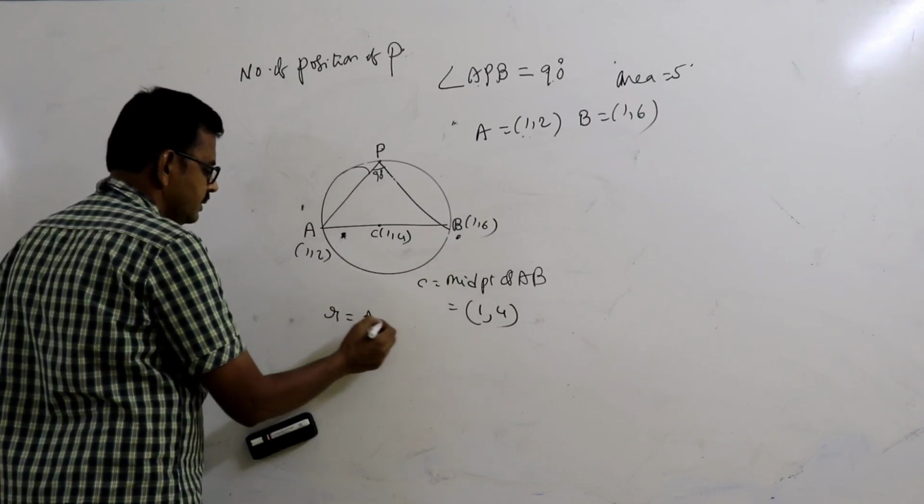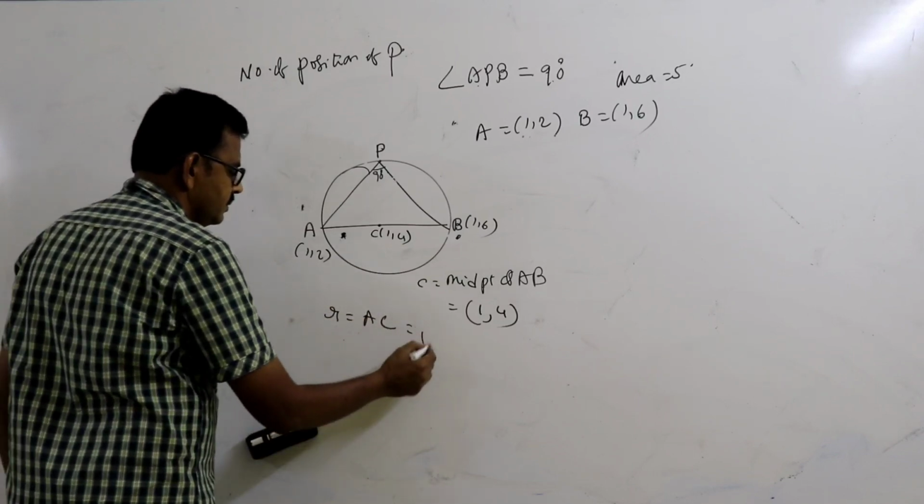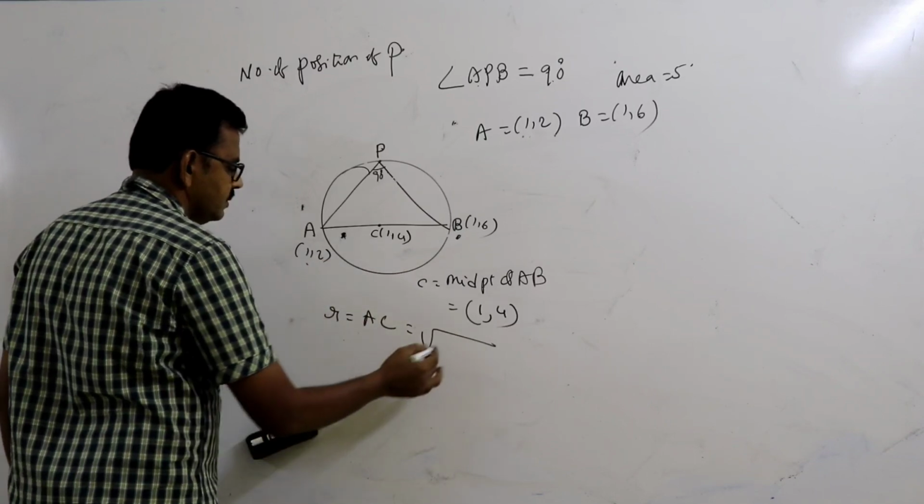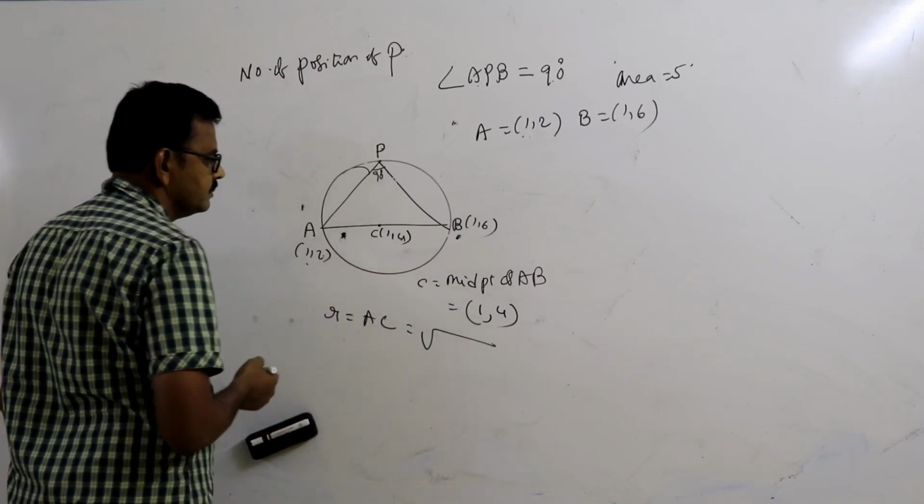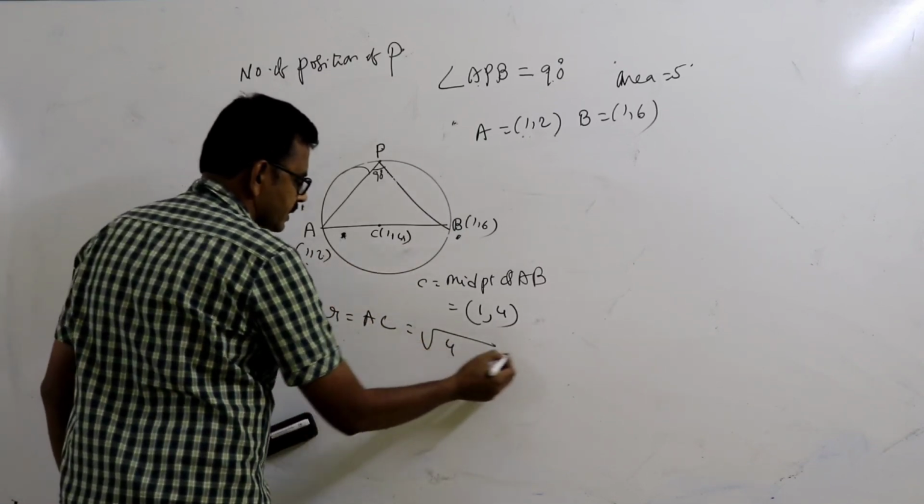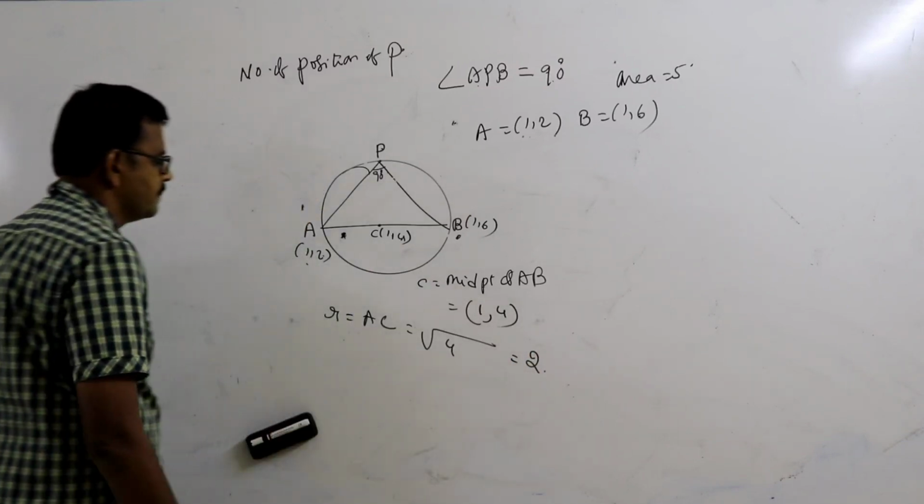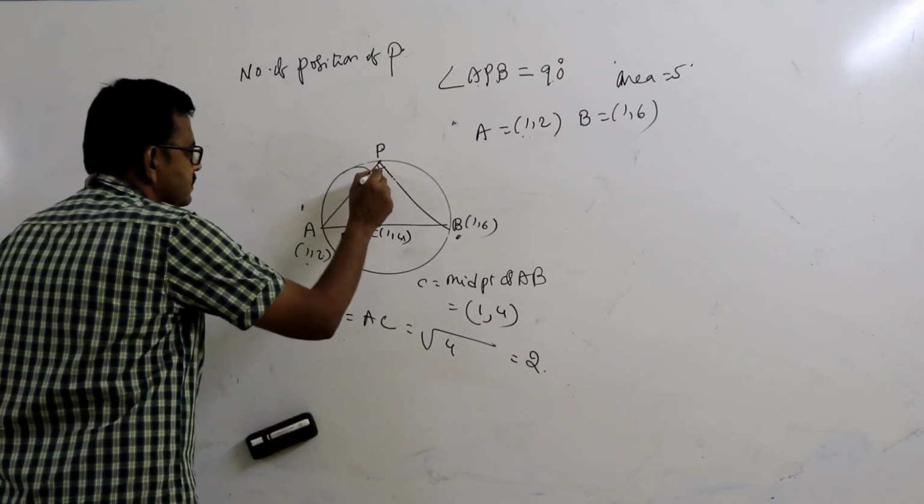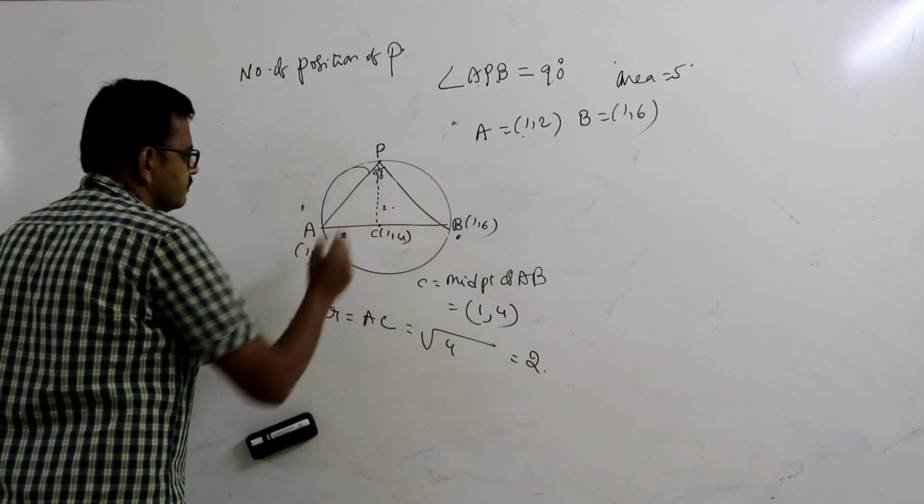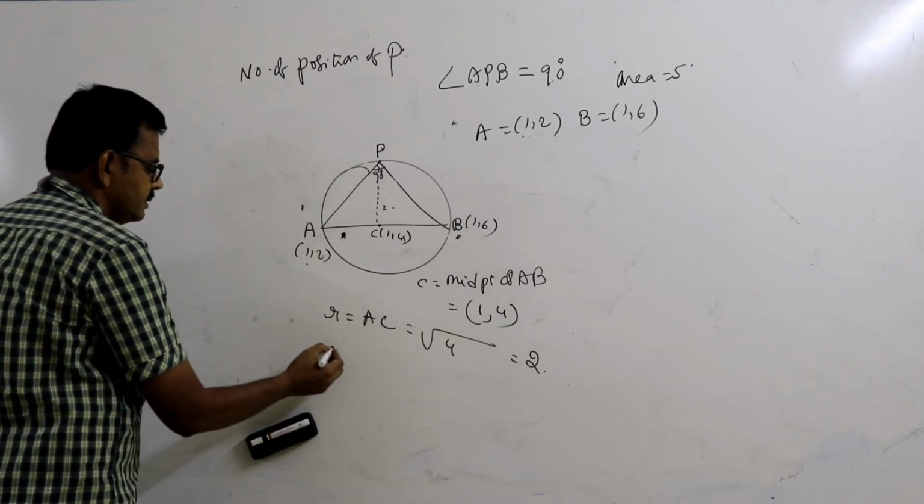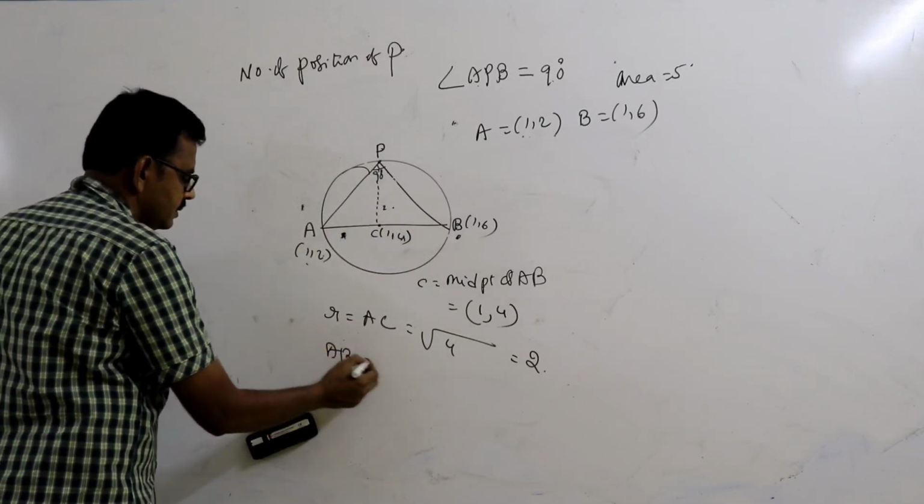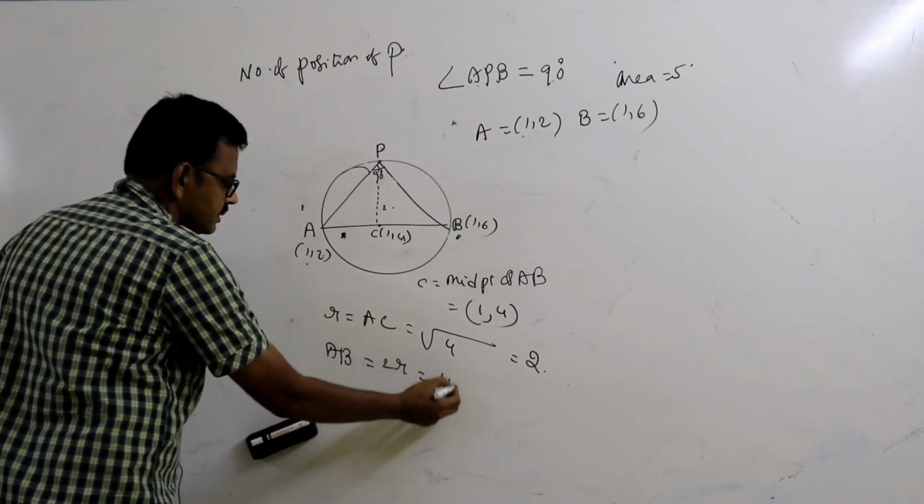Therefore, radius equal to AC, that is root of 1 minus 1, 0, and 4 minus 2, that is 2. Root 4, that is 2. Radius is 2, and diameter AB is equal to 2R, that is 4.